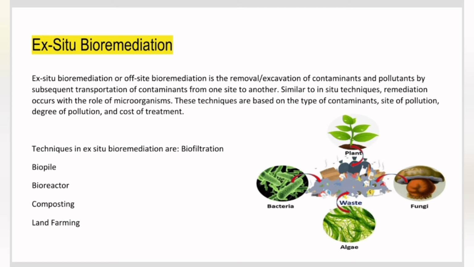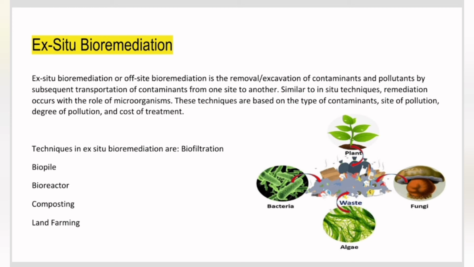And the last one is land farming. It is one of the simplest bioremediation processes, involving excavation of polluted soil transported to the above ground surface, allowing the aerobic biodegradation of pollutants by the microorganisms. So now we have seen what bioremediation is. We also saw the factors affecting it and the types.